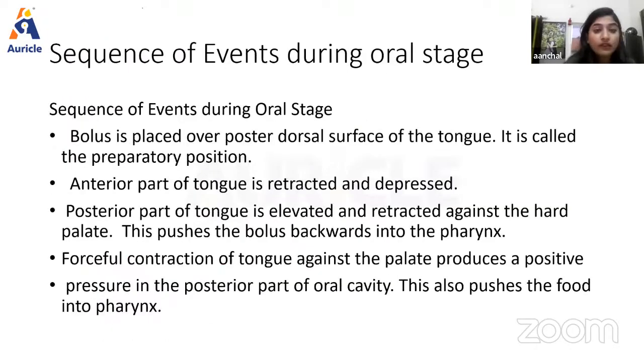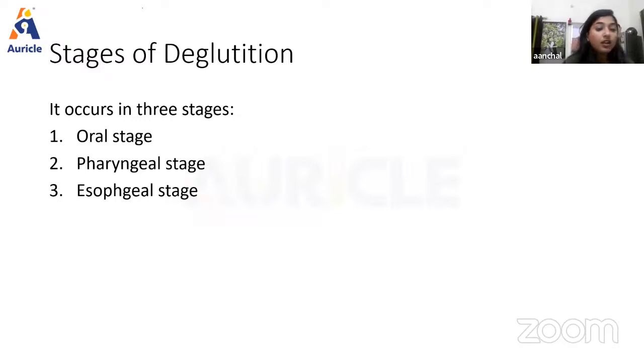Now I'm going to give you a very brief summary of the stages of swallowing. So first we have the oral stage. As we have discussed, the oral stage of deglutition is the voluntary stage, and in this stage the bolus moves from the mouth into the pharynx by means of a series of actions.